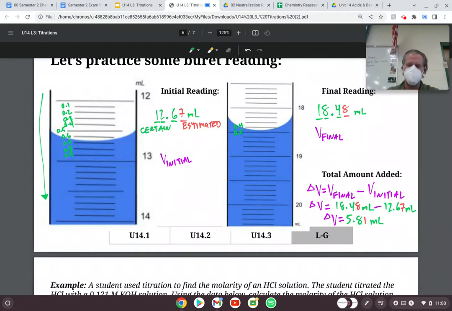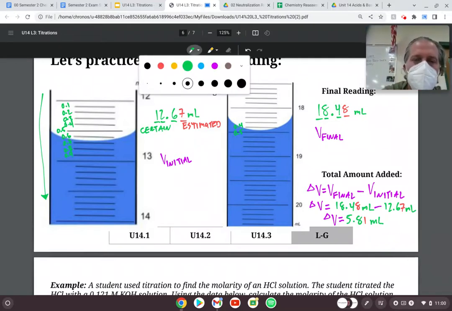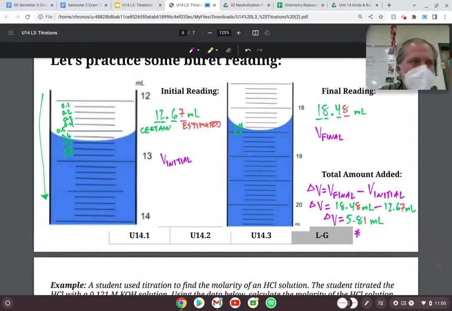Now, some beginning chemistry students run into the trap of, I'm just going to round it to 5.8, or I'm just going to round it to 6 because it doesn't matter. But the reality is that when you're reading something off of your burette, your volume must have 2 decimal places.